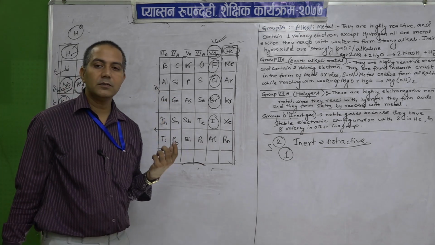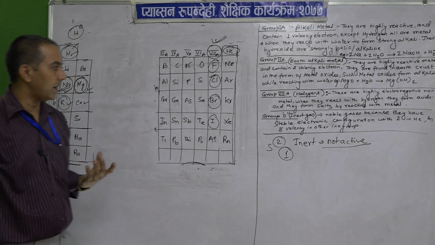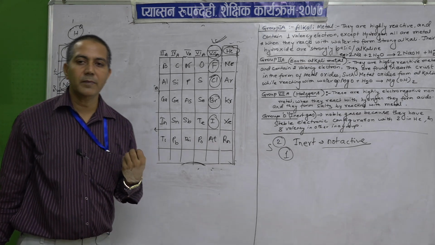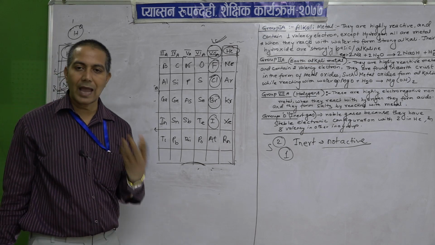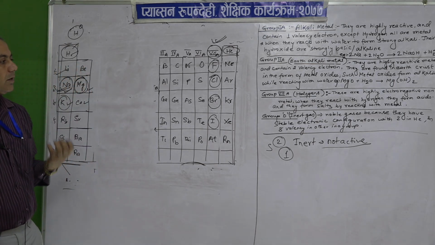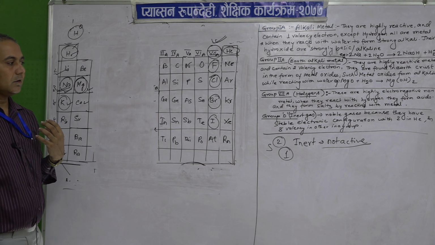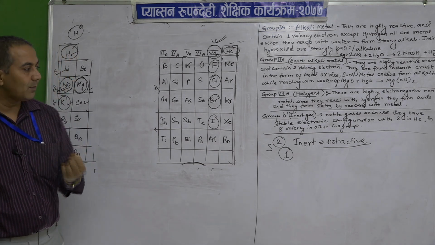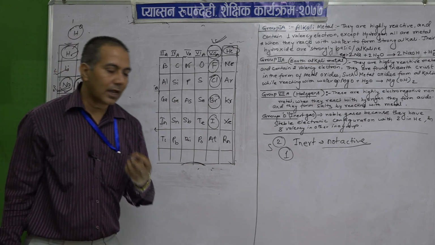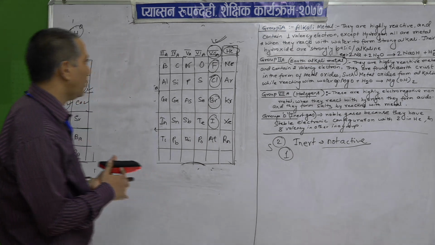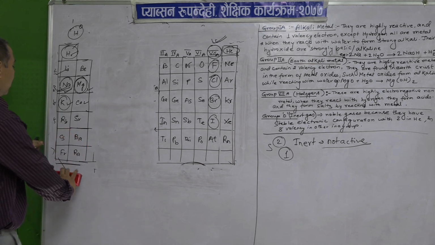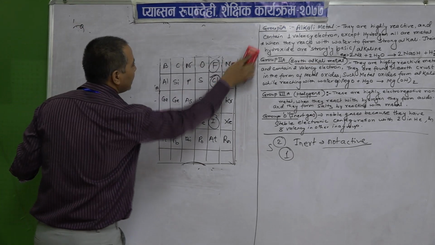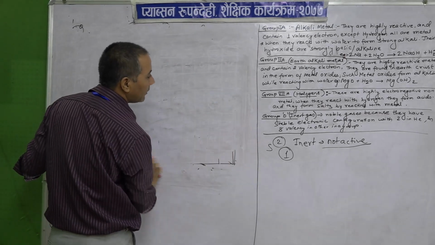Then the next one, zero group. Zero group means inert gas or noble gas. Why are they called inert or noble gases? Inert means not active. Therefore, they do not actively participate in chemical reactions, so they are called the inert group. Okay. Now, another thing we have studied is the features of the periodic table.